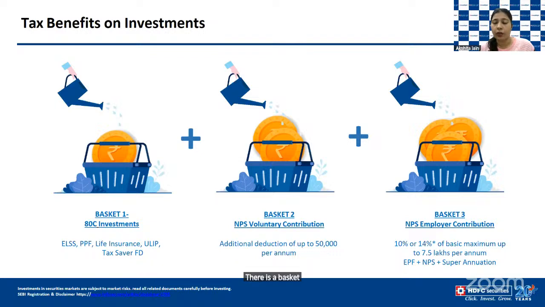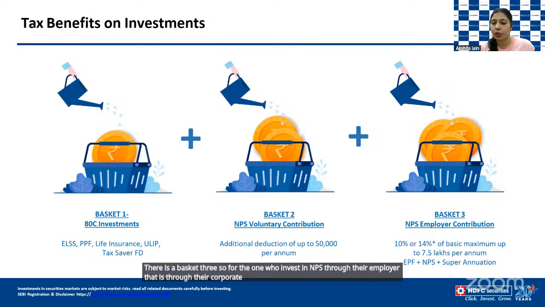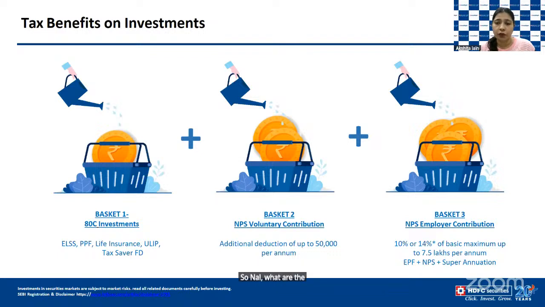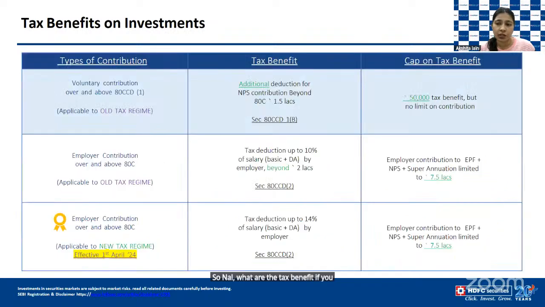So for the one who invests in NPS through their employer, that is through their corporate, they can contribute up to 10% or 14% of the basic, and they can save the tax up to 7.5 lakh per annum. So Lyle, what are the tax benefits if you follow the old tax regime and new tax regime?